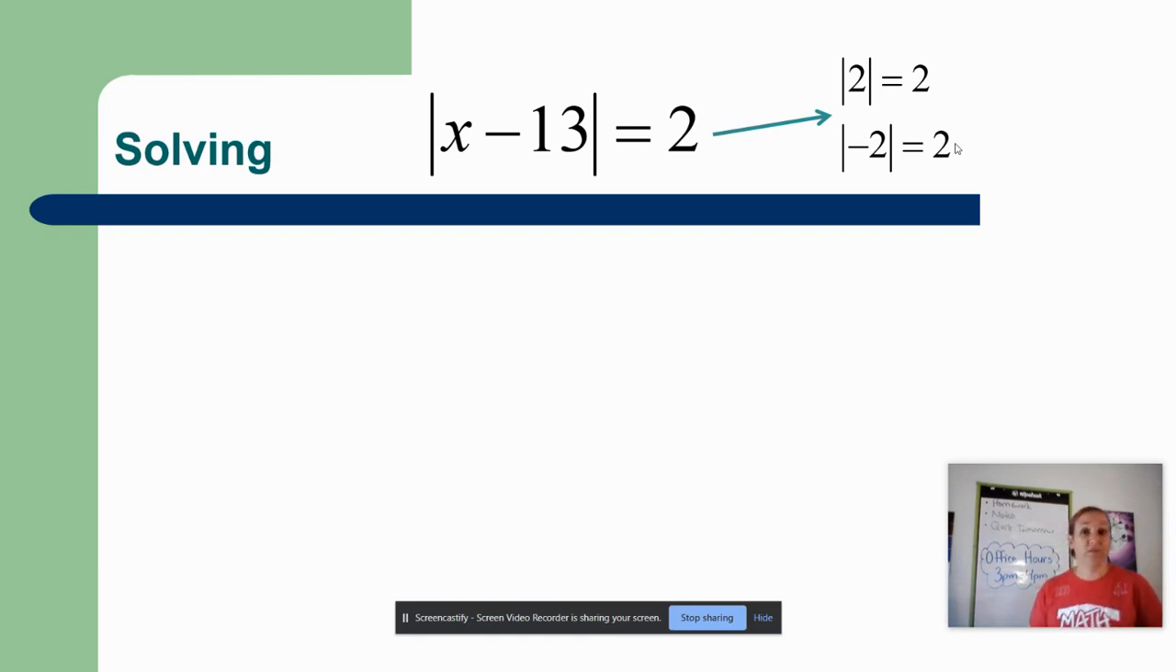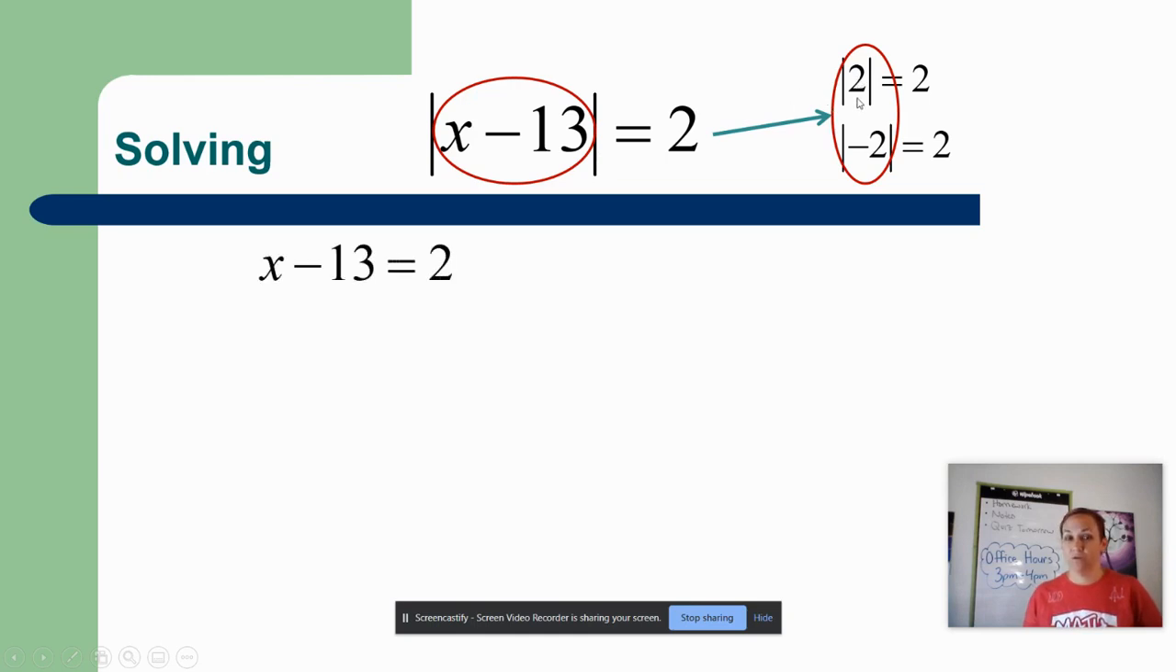I'm going to find those answers by saying, what if the inside of the absolute value turned into a positive 2? Or what if the inside of the absolute value turned into a negative 2? So again, we need to run through 2 scenarios. What if the inside was a positive 2? Or what if the inside is a negative 2?